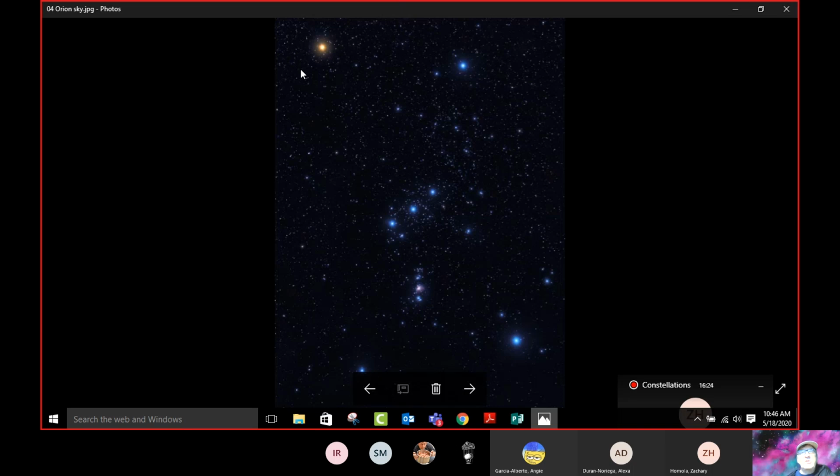We can also see that this one is a red giant star. You can tell that its color is a little different. We can also tell something's going on right there. That is the Orion Nebula that we talked about another day when we were learning about star life cycles.